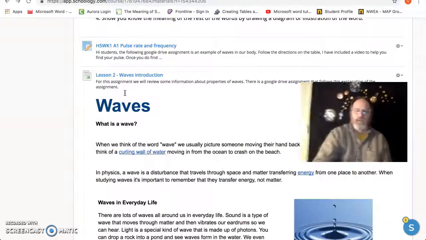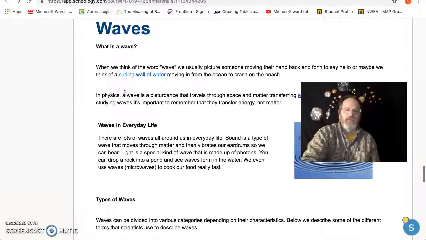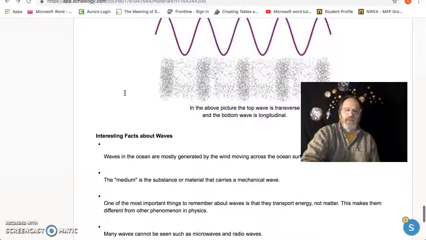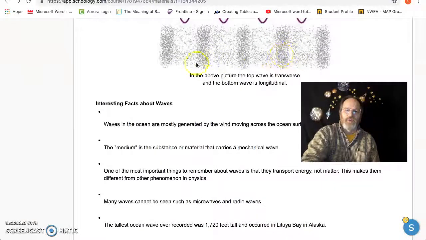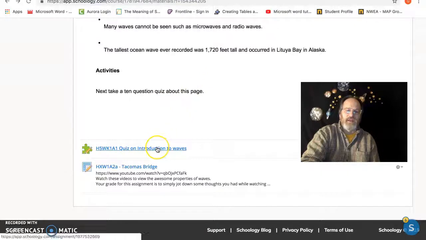All right, now we have, after that activity, a short reading on waves, okay? It's very well organized. Talks about transverse, which go up and down, and longitudinal, which go side to side. There's a short quiz about it right here.